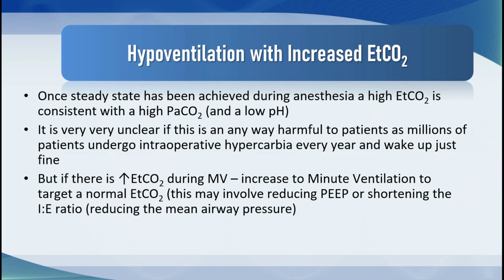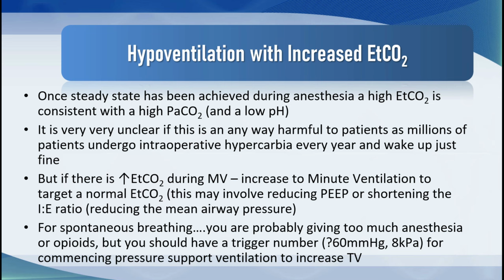But if there is increased end tidal CO2 during mechanical ventilation, you should increase the minute ventilation to target a normal end tidal CO2. This may involve reducing PEEP or shortening the I to E ratio to reduce the mean airway pressure. For spontaneously breathing patients, you're probably giving too much anesthesia or opioids, but you should have a trigger number, maybe 60 millimeters of mercury or 8 kilopascals, for commencing pressure support ventilation to increase the tidal volume. Now let's move on.